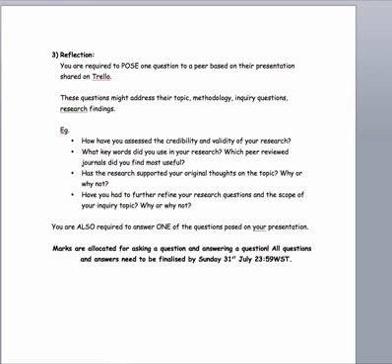Now, the marks aren't automatic. Just because you answer or ask doesn't mean you're going to get a mark or full marks. It's going to, of course, depend on the quality of your work. So it always comes down to not just quantity, but quality. Okay, all right, all questions and answers need to be finalised by Sunday, the 31st of July, before midnight.